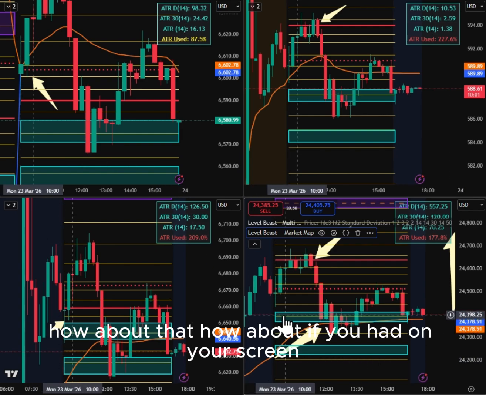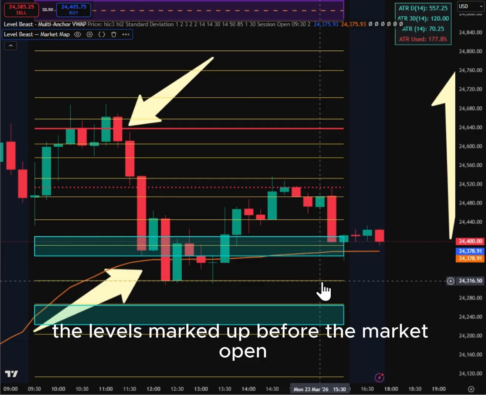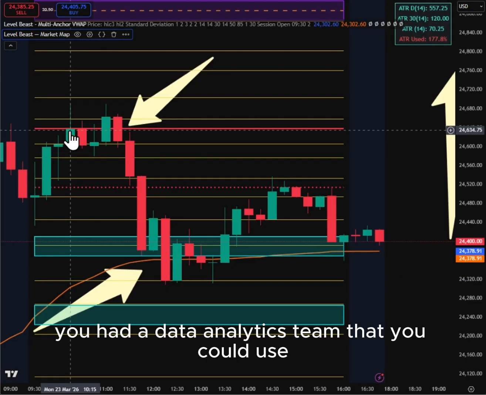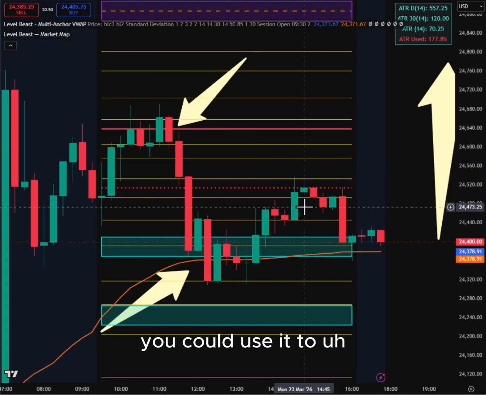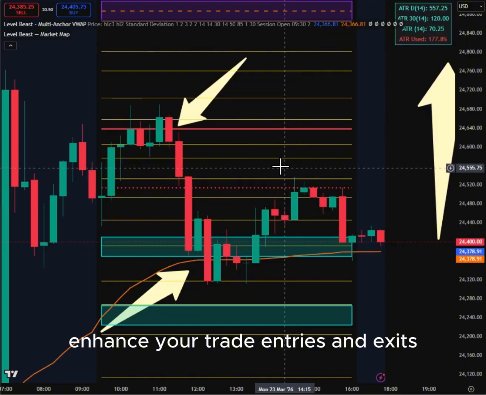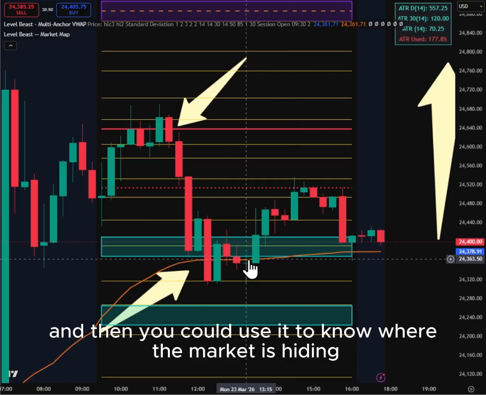How about that? How about if you had on your screen the levels marked up before the market opened, you had a data analytics team that you could use. You could use it for confluence. You could use it to enhance your trade entries and exits. And then you could use it to know where the market is hiding.